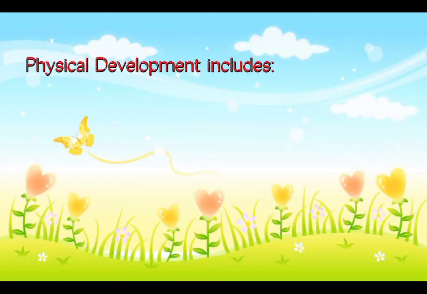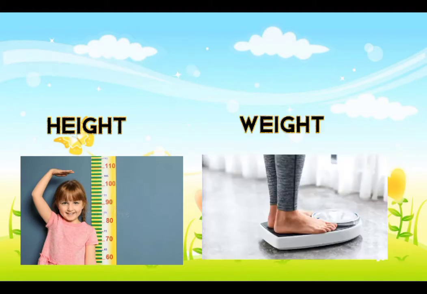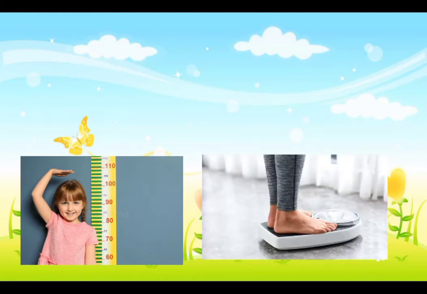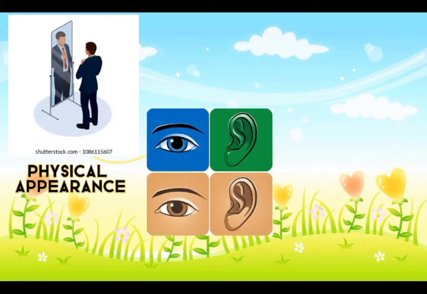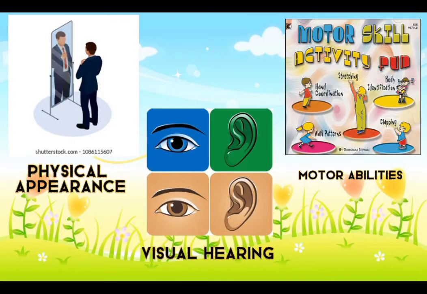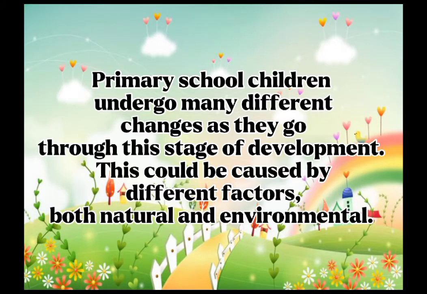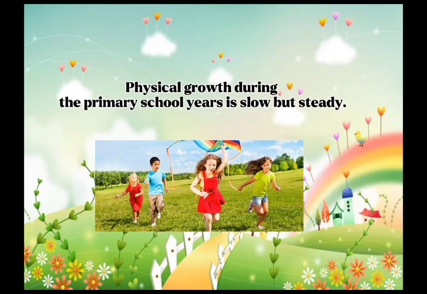Physical development includes height, weight, physical appearance, vision, hearing, and motor abilities. Primary school children undergo many different changes as they go through this stage of development. This could be caused by different factors, both natural and environmental. Physical growth during the primary school years is slow but steady.